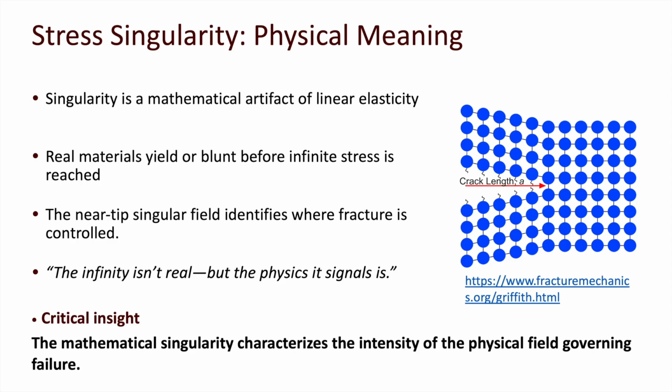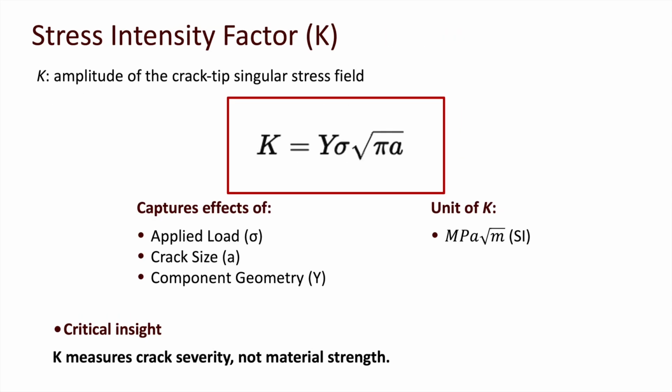To make the crack tip solution practically useful, we introduce the stress intensity factor, denoted as K. The stress intensity factor quantifies the amplitude of the crack tip stress field. In other words, while the functional form of the near-tip field is universal, K tells us how severe the crack loading actually is. For many geometries, K can be expressed as the product of the applied stress, the square root of crack size, and a dimensionless geometry factor. The key message is this: different combinations of load, crack length, and geometry can produce the same K and therefore the same crack tip severity.